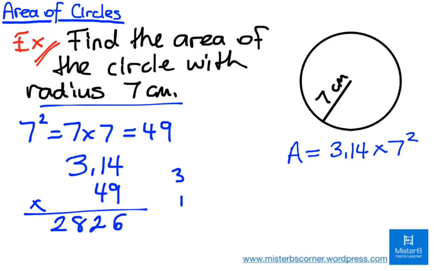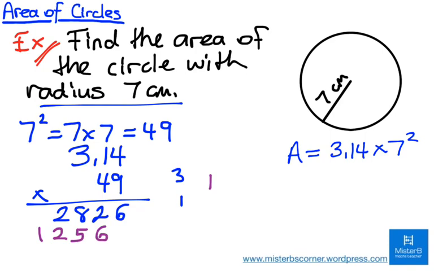Now that I'm done with 9, I'm going to go with 4. So 4 times 4 is 16. I have 1 to carry. 1 times 4 is 4 plus 1, 5. And then 3 times 4 is 12. And if I add these, I'm going to get 6. 2 plus 6 is 8. 8 plus 5 is 13. I have 1 to carry. 2 plus 2 is 4 plus 1, 5. And 1 comes down.